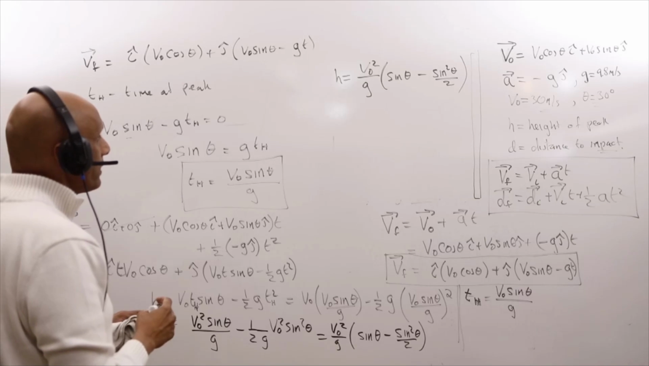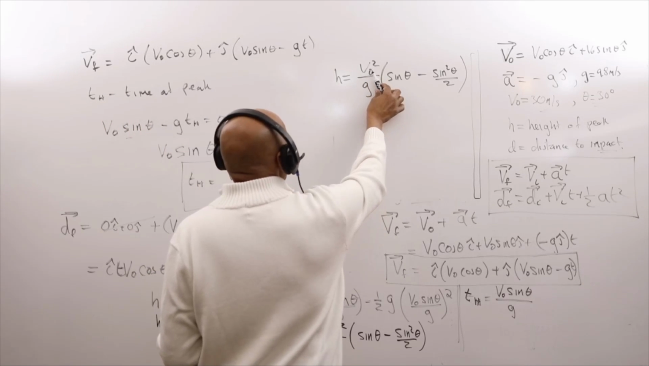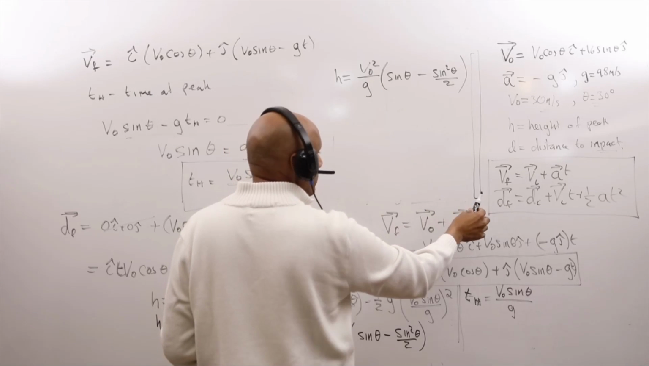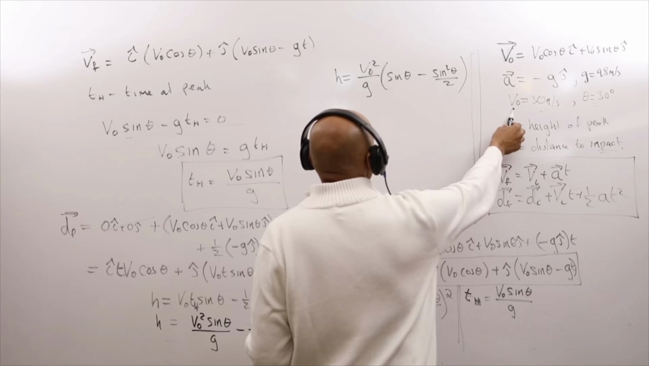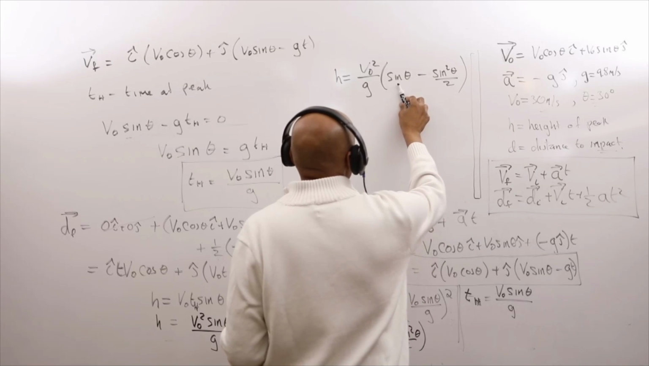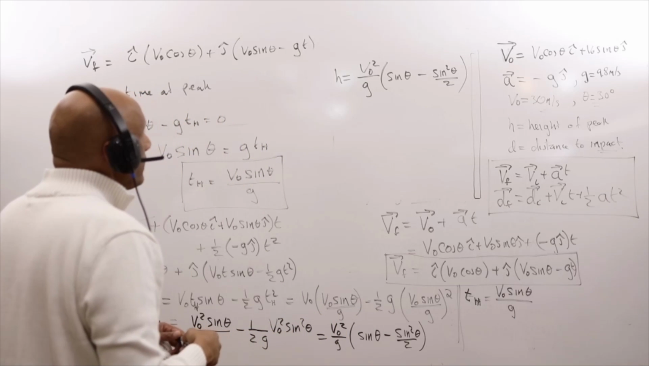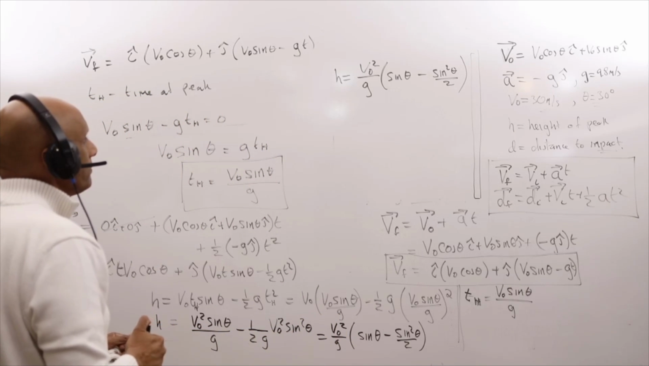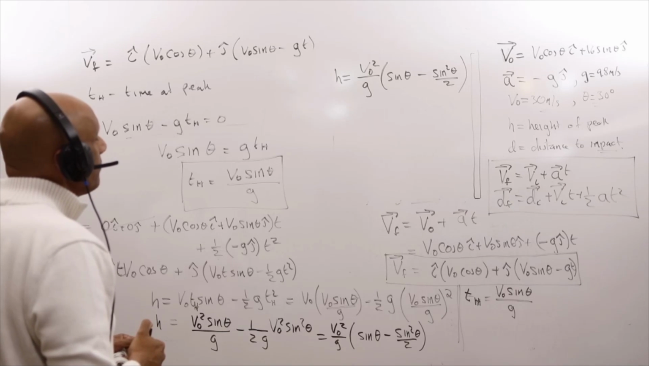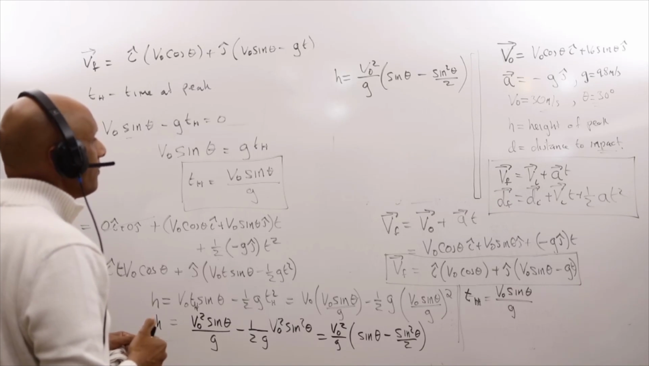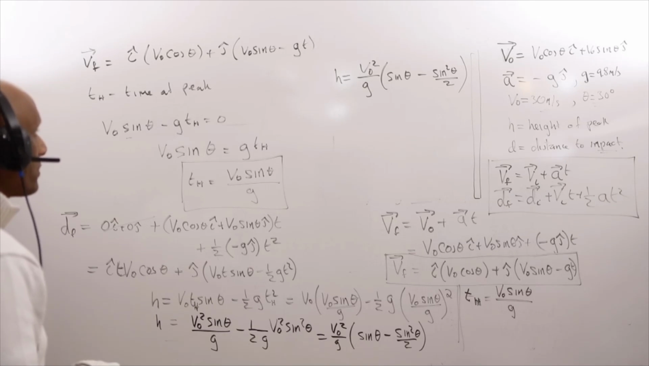Great. So this is where the height of the object is. So we can plug in numbers. If you know what V0 is, V0 is given by, oh, here we go, 30 meters per second, so 30. This is g. We have sine of theta and minus sine squared theta over 2. Okay, so this is where the height is.